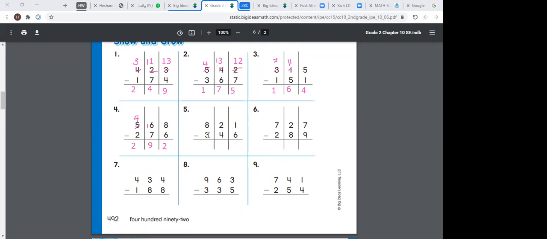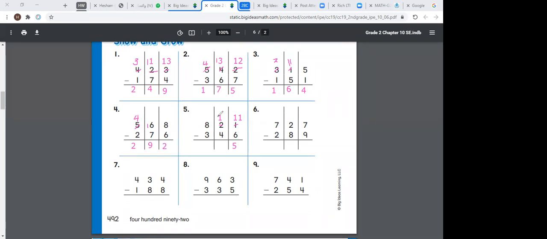Ilan, let's get 821 minus 346. 1 minus 6, can be or can't be? Can't be, because 1 is smaller than 6. Now 1 will go to 2 and the 1. 2 becomes 1 and 1 becomes 11. Excellent. Now 11 minus 6 equals what number? 5. And 1 minus 4, can be or can't be?